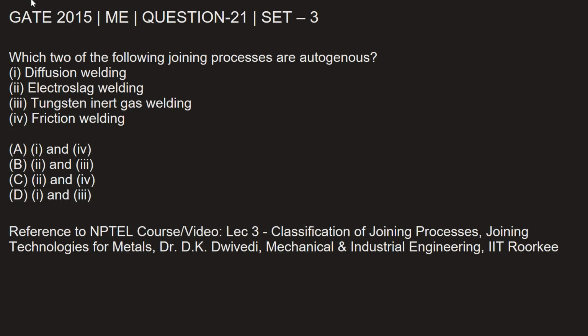This question is from GATE 2015 Mechanical Engineering paper, Set 3, question number 21. Which two of the following joining processes are autogeneous? Number 1, diffusion welding. Number 2, electroslag welding. Number 3, tungsten inert gas welding. And number 4, friction welding. So of these 4, 2 are autogeneous and we have to identify which of them are autogeneous.